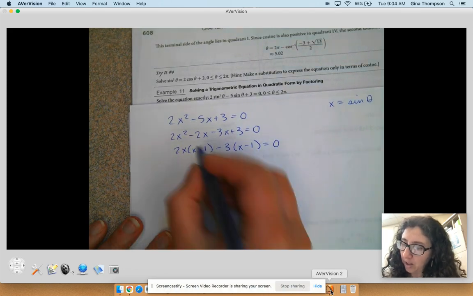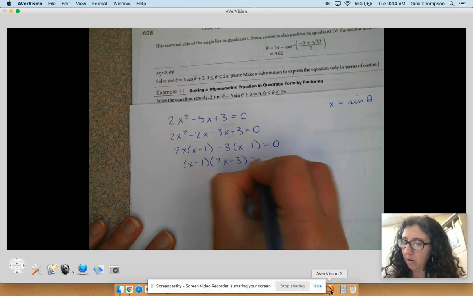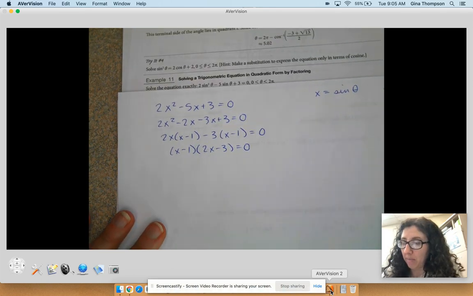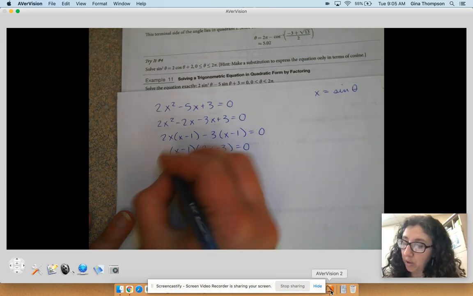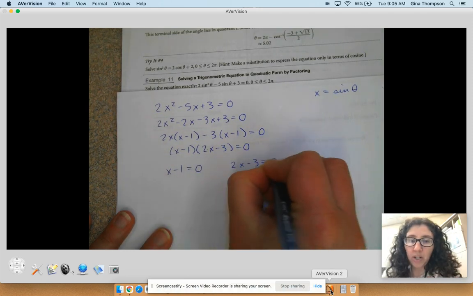Cool, these match. So I can factor out an x minus 1, and I get (x minus 1)(2x minus 3) equals 0. Right? Okay, so now I'm going to use the zero product property. I'm going to set each of these equal to 0. I'm going to say x minus 1 equals 0, and 2x minus 3 equals 0.